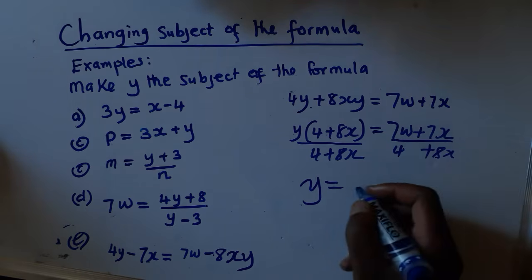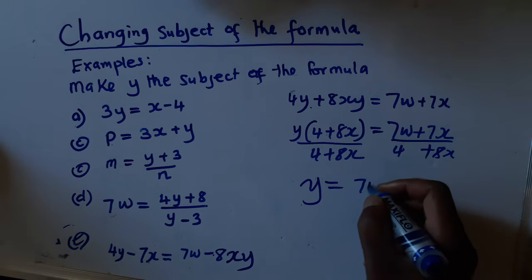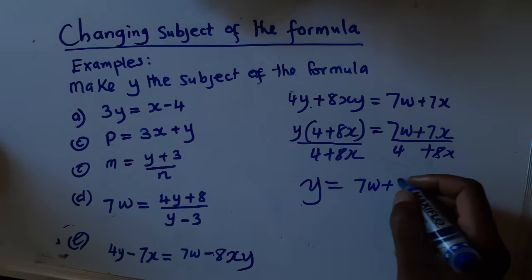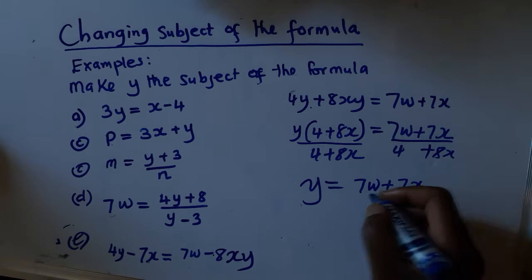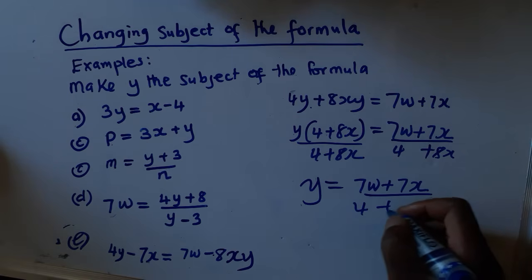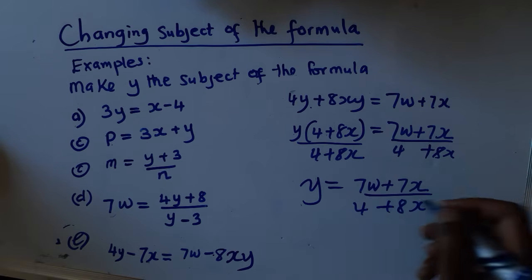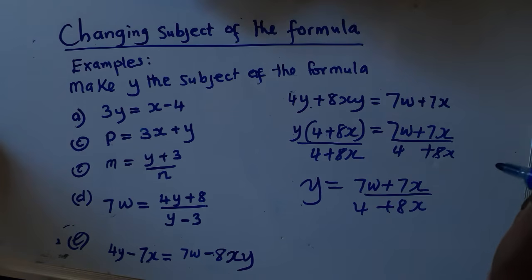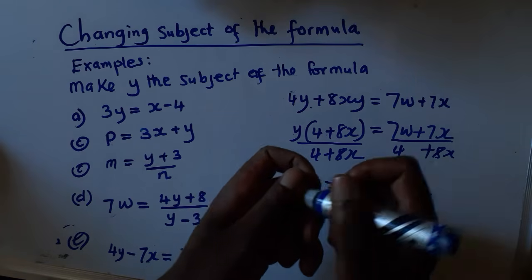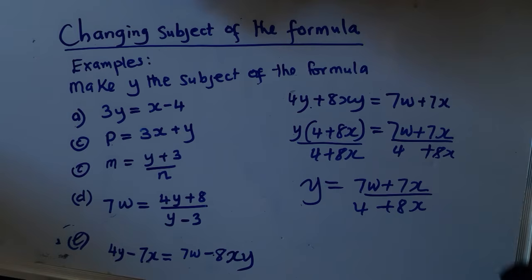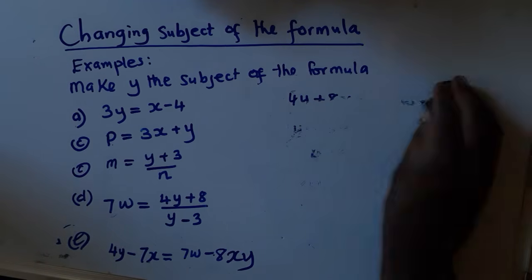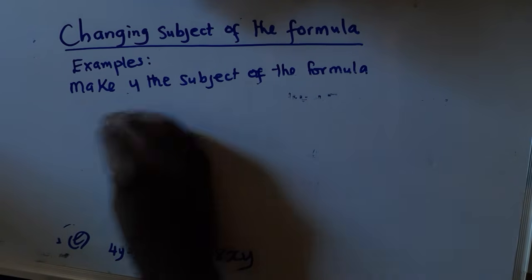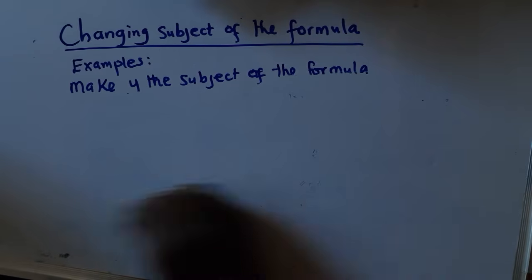Are we there? So we are going to have y will be equals to 7w plus 7x over 4 plus 8x. This is what is going to be our final answer.